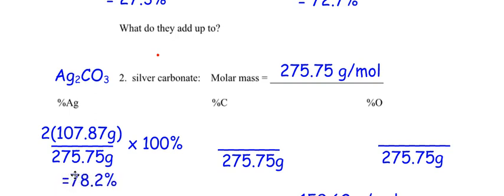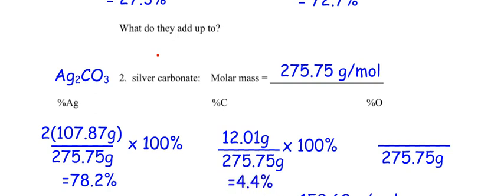There it is. So what about the next one? I'll try not to give it away. How many carbons do we have in this one? Well, hopefully you saw we have 12.01 grams. We have only 1 carbon, so we're not going to multiply it by anything. Multiply it by 100%. And what do you get here? See how you do on that one. Okay, did you get 4.4%? Not a very large amount, is it?